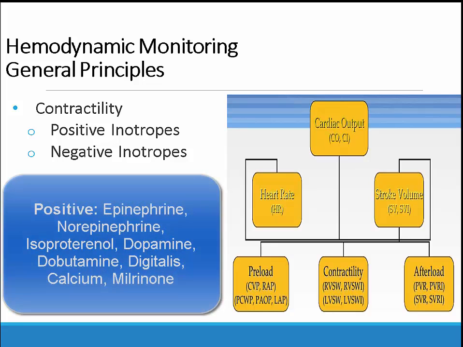Meds that improve or increase contractility: epinephrine, norepinephrine, also known as Levophed, isoproterenol, also known as Isoprel, dopamine, dobutamine, digitalis-like drugs, calcium, and milrinone. Again, all of these agents are termed positive inotropes.